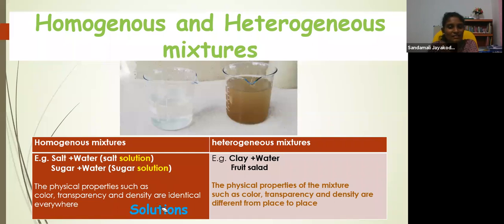So here, homogeneous mixtures have another name. We call them solutions. We always say sugar solution, salt solution, and hydrochloric acid solution. Mostly we are using solutions in laboratories. In the school laboratory, what we use are solutions.